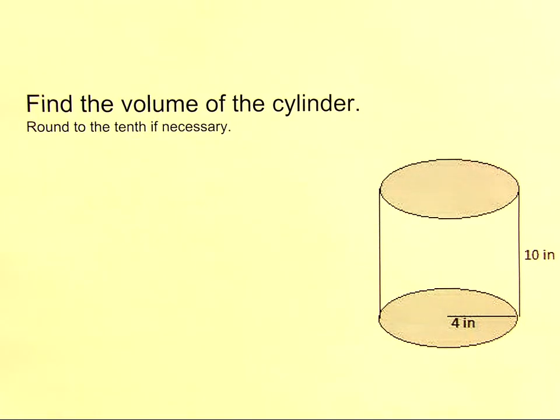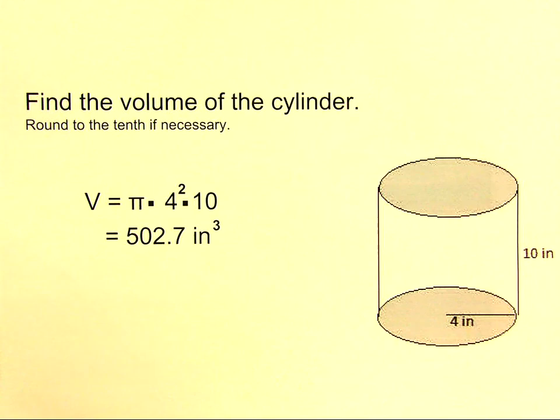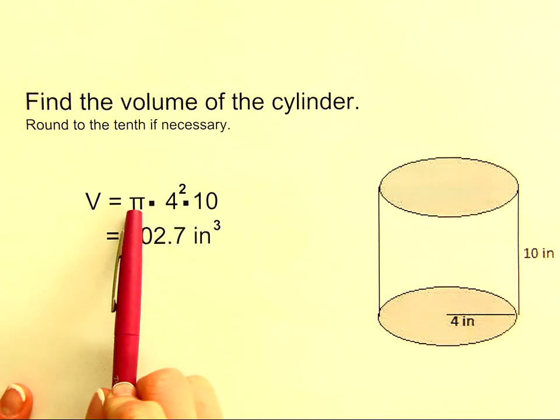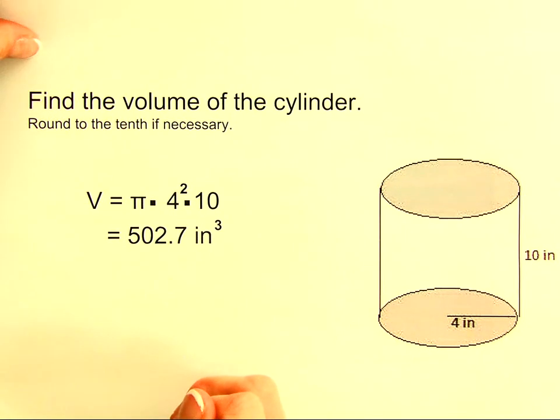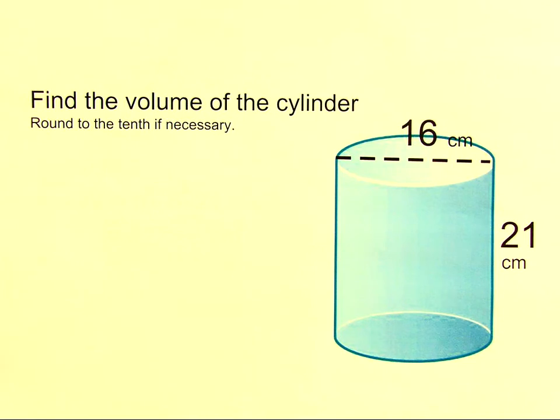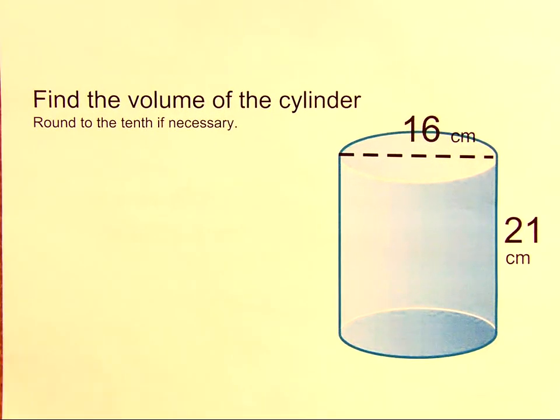Why don't you pause and try to calculate the volume of this cylinder. Okay, so our radius is 4, our height is 10, so pi times 4 squared times 10 gives us 502.7 cubic inches. Go ahead and pause the video to find the volume of this cylinder.